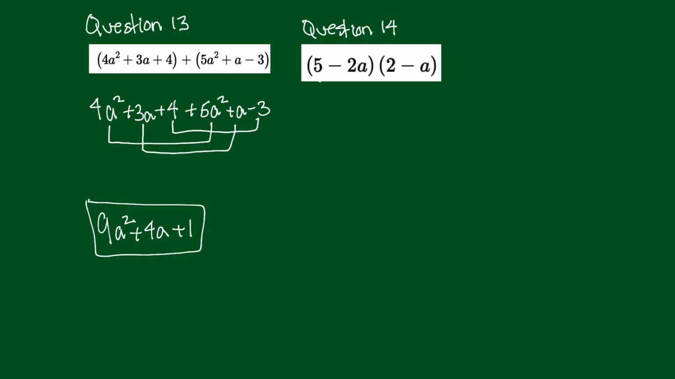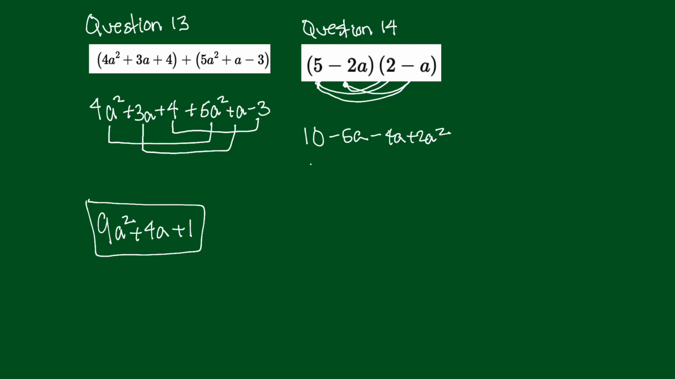So, start here. 5 times 2 is 10. 5 times negative a. Positive 5 times negative a is negative 5a. Now, move over here. Negative 2a times 2. Negative 2 times positive 2 is negative 4a. And then, finally, negative 2a times negative a is positive 2a squared.